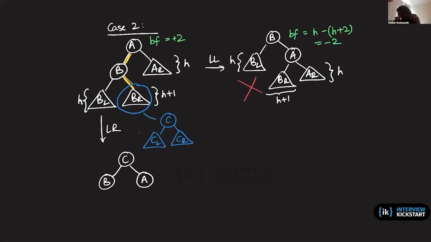The left subtree of B continues to be where it was before. The right subtree of A also continues to be where it was before. But the two subtrees under C are broken up. The left subtree of C is on the left side of C, so it's going to go here. The right subtree of C is on the right side of C, so it's going to go there.